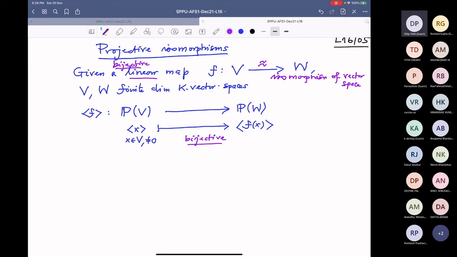And to justify it is bijective, I have to write down the inverse. And what is the inverse? Any y, y non-zero, should go to f inverse of y. So that means the inverse of this map is precisely defined like this. Is that clear?